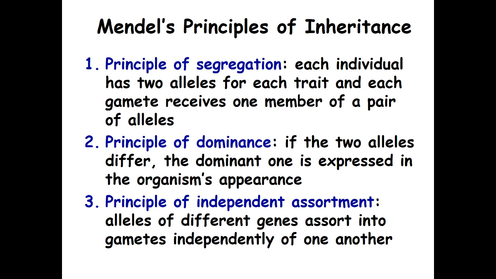Principle of independent assortment is based on meiosis metaphase 1. When the tetrads get to the middle of the cell, the paternal and the maternal chromosomes can face either of the poles randomly. So then you get different assortments of maternal and paternal chromosomes. Okay.